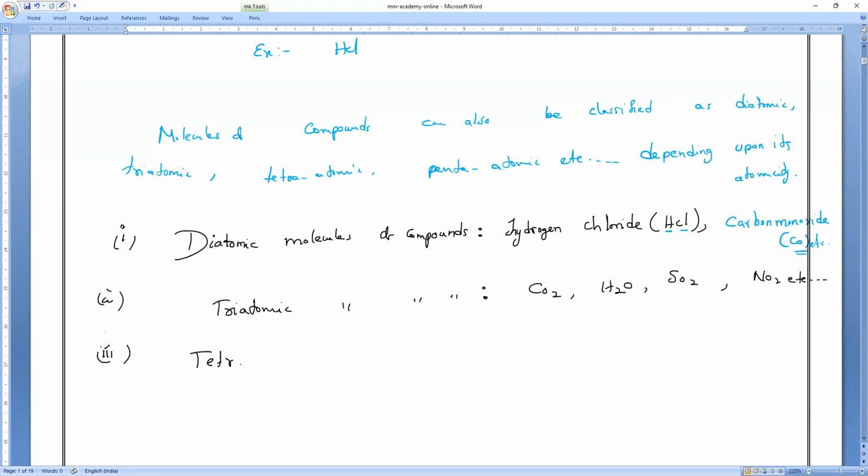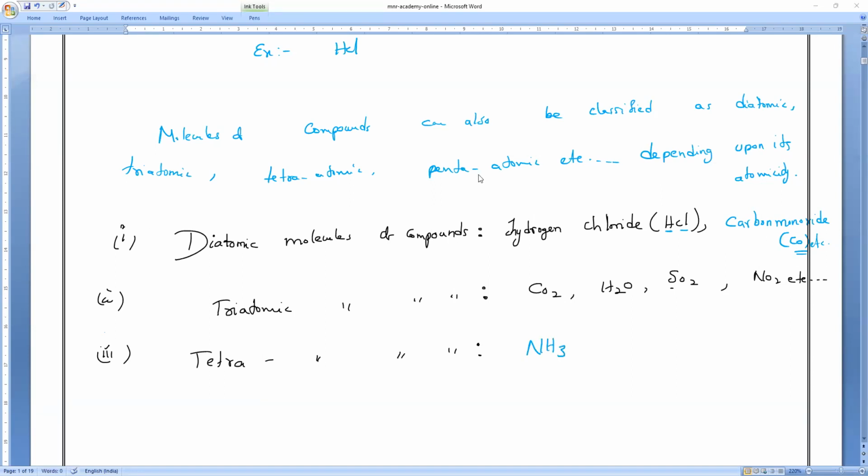Tetra, 4. Tetraatomic molecules. Like that, you keep on writing. Sir, SO2. Sulfur dioxide has 1 sulfur and 2 oxygen, 3 total, so it is triatomic. Sir, ammonia. Yes, very good. That is the smartness.